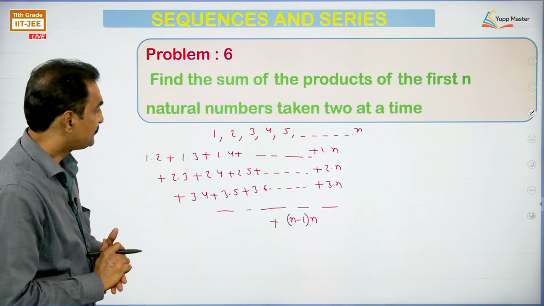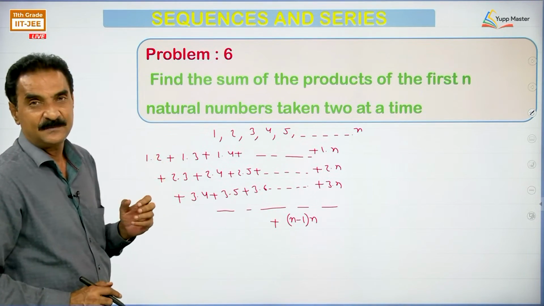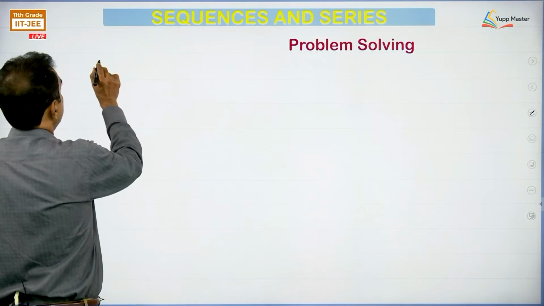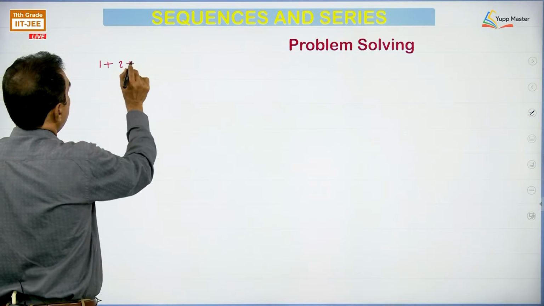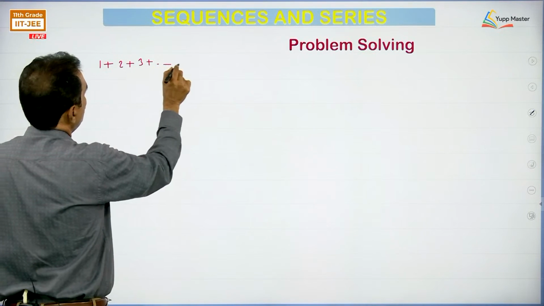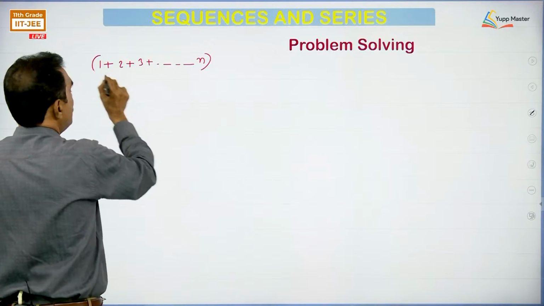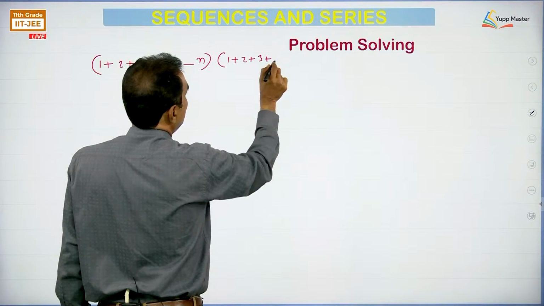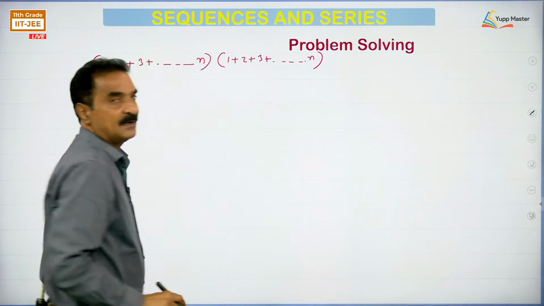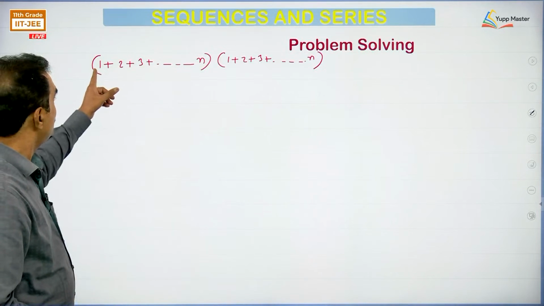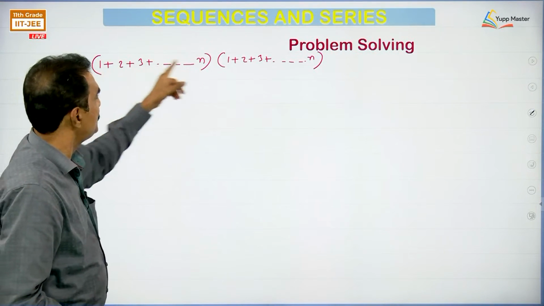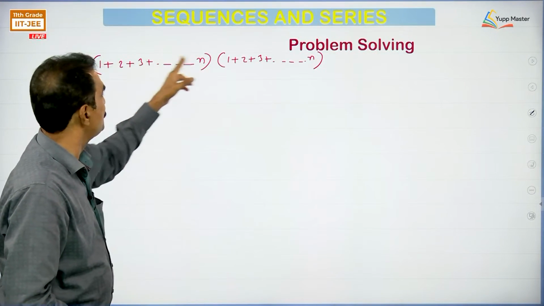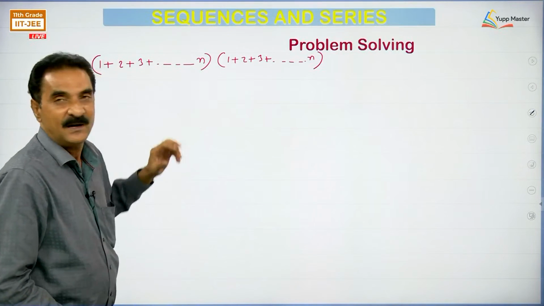Now, you can notice that all these terms will be present in the product (1 plus 2 plus 3 plus and so on till n) multiplied by (1 plus 2 plus 3 plus and so on till n). If you multiply these two, 1 into 2, 1 into 3, 1 into 4, all these terms will come, 2 into 3, 2 into 4, 2 into 5 and so on.